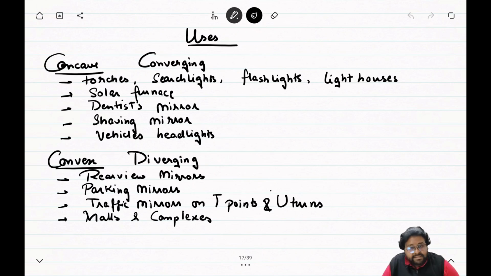Talking about the convex mirror: since light rays are converged in a concave mirror, the concave mirror is also known as a converging mirror, and lights are diverged in a convex mirror, so it is also known as a diverging mirror. Convex mirrors are used in rear view mirrors, parking mirrors, and traffic mirrors at T points.